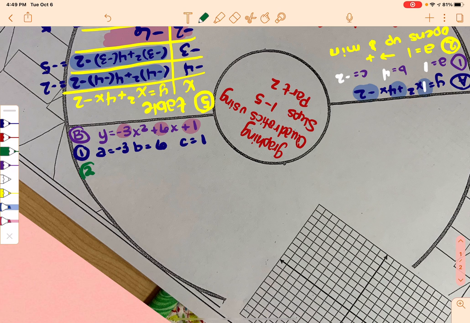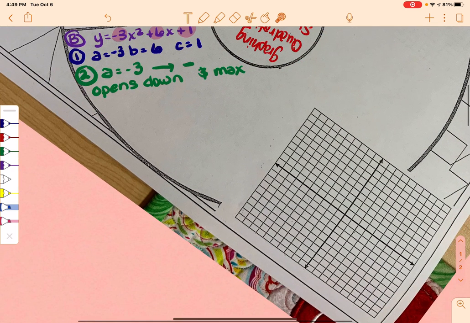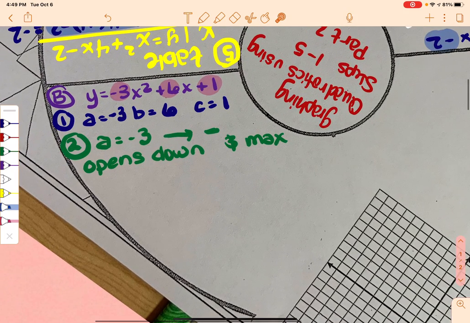Okay, for step 2, I have to determine if it opens up or down. So I have A equals -3. So if it's a negative number, that means that it opens down and has a maximum. Now remember, the whole reason that's even important is that if I go to graph here and my graph doesn't open down, it doesn't have a maximum, then I better back the bus up and figure out what I did wrong, because that means I made some kind of an error somewhere.